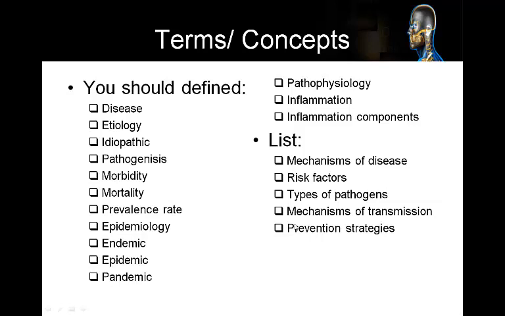As we wrap up, here's some terms and concepts, the same list that we saw before. You should be able to go through your PowerPoint slide and any reading that's associated with this and identify the terms for all of these terms to be defined, and also to list out some of the concepts associated with mechanisms of disease, risk factors, types of pathogens, mechanisms of transmission, and finally prevention strategies. And this should wrap up the mechanism of disease process and lecture.